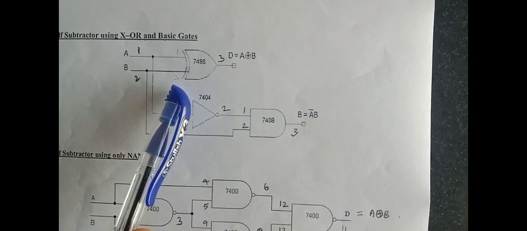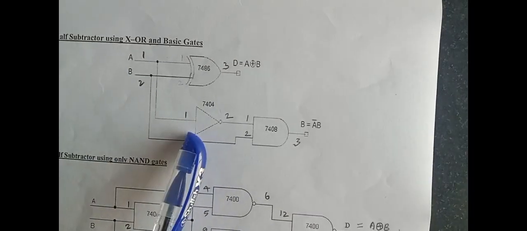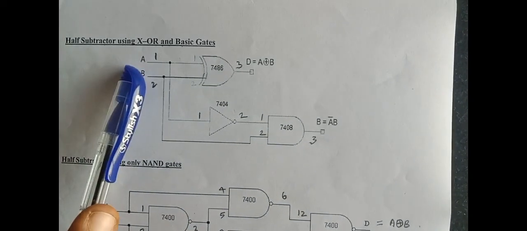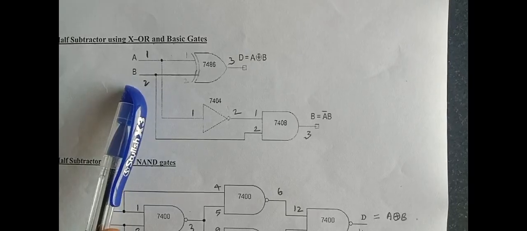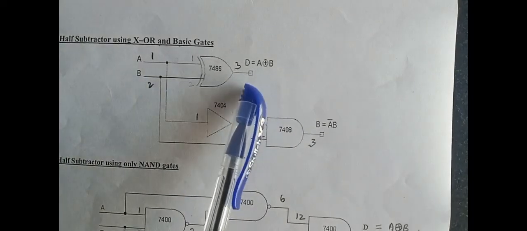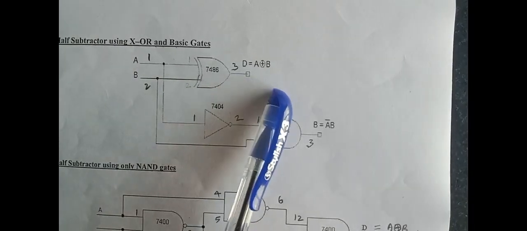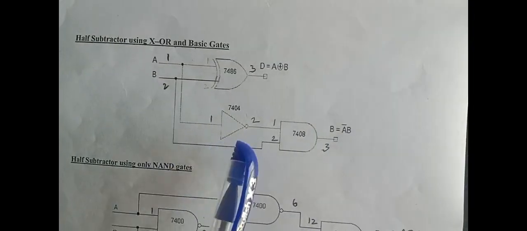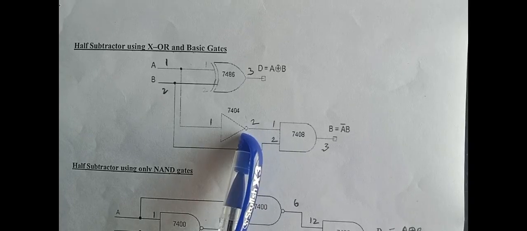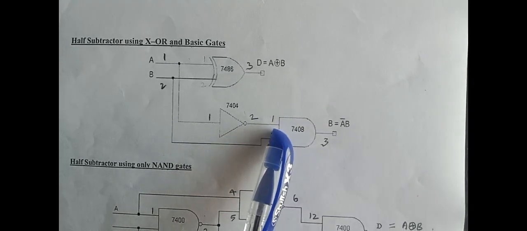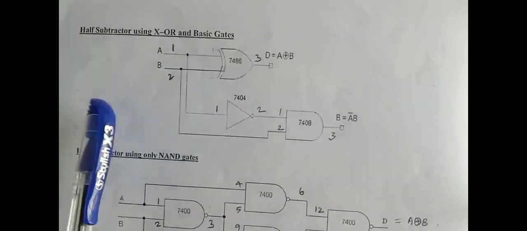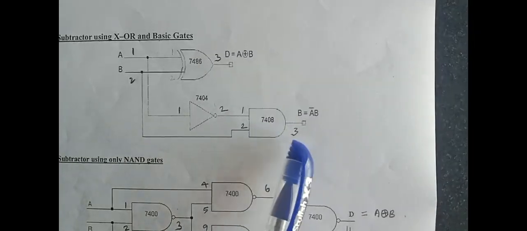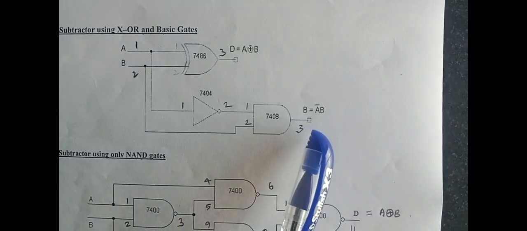Here I am using the IC 7486 XOR gate, one NOT gate IC 7404 and one AND gate 7408. Input 1 is given to XOR gate pin number 1, and input 2 is given to XOR gate pin number 2. The output is taken from pin number 3. This is the difference, A XOR B. Next, input 1 is applied to pin number 1 of the NOT gate, and the NOT gate output is taken from pin number 2. That is given to pin number 1 of the AND gate, and input 2 is given directly to pin number 2 of the AND gate. Finally we get the output from the third pin of the AND gate, that is the borrow. Borrow is equal to A bar B.